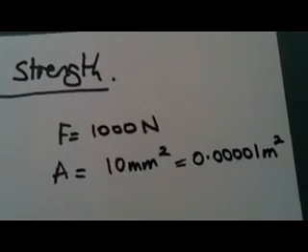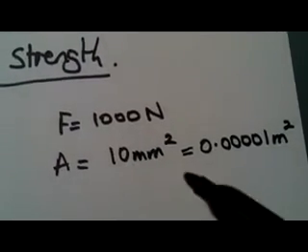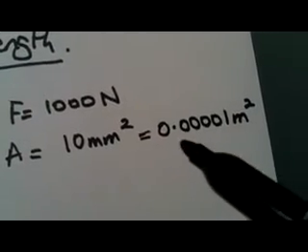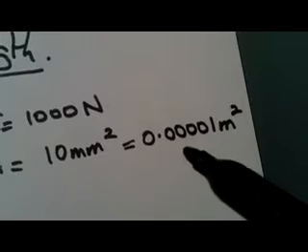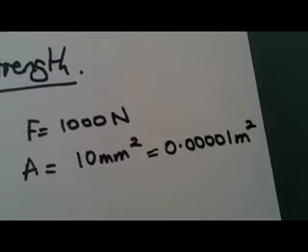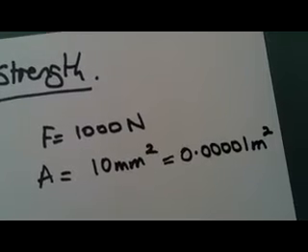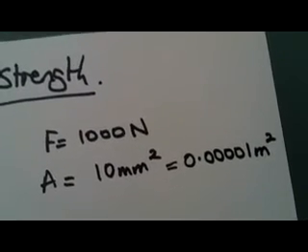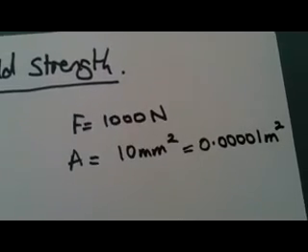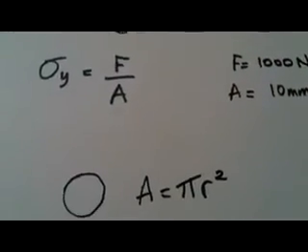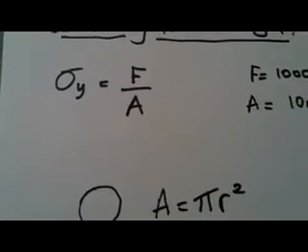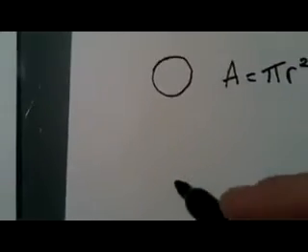So what I've done is I've taken a random area, I've just made it up. I've said the area was 10 millimeters squared when I worked it out, so that is 0.00001 meter squared. The conversion from millimeter squared to meter squared is to divide by 1,000,000. The easiest way to do it, without doing that really, is just to change your diameter value into meters before you work out the area.